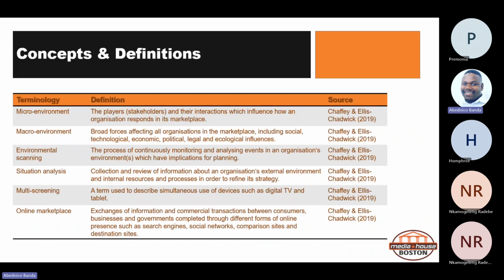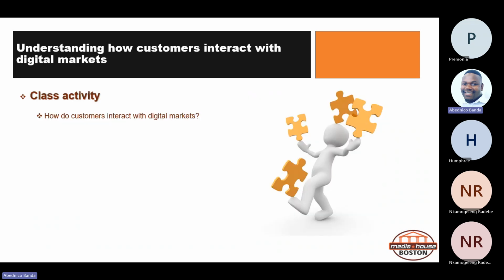So we continue with the same terminologies that we discussed in the previous lesson. However, I've got this question for you guys. How do you interact with digital marketing markets? I'm asking you because you are also customers. So I'm asking you as customers, how do you interact with digital markets?